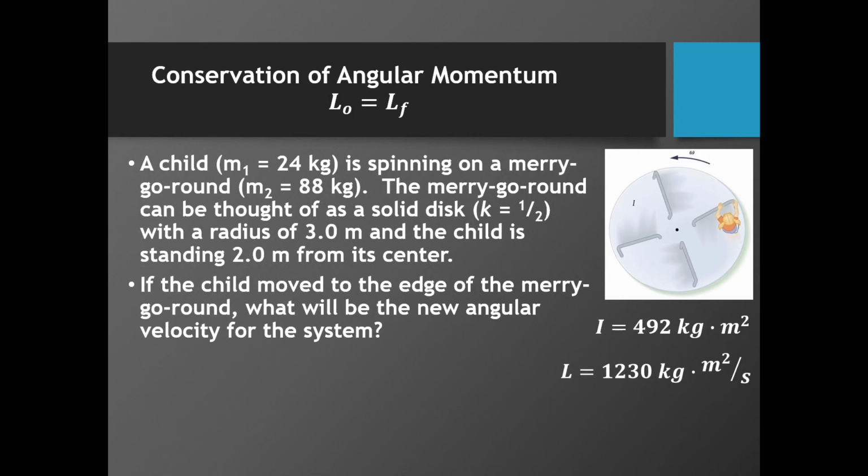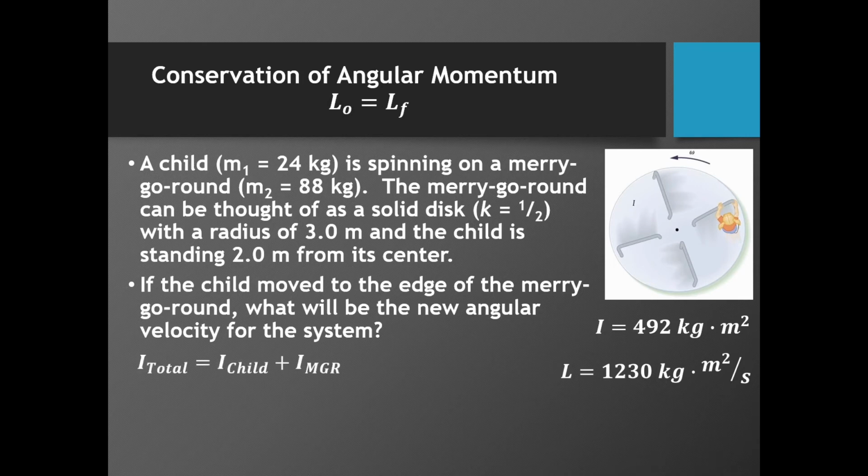So we expect the moment of inertia to increase, but since we're talking about the force between the child and the merry-go-round, the force of friction between them, that's an internal force. That's not an external torque. So the angular momentum will be constant. As the child moves out, the angular momentum will be constant, but the moment of inertia will be changing, which means the angular velocity would change. So that brings us to the question, what's going to be the new angular velocity of the system?